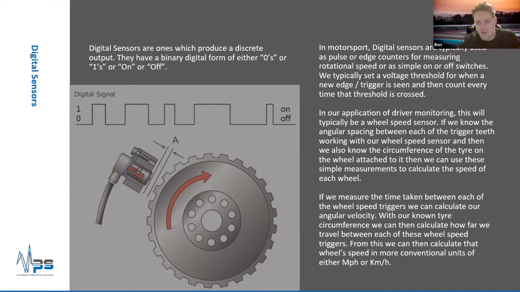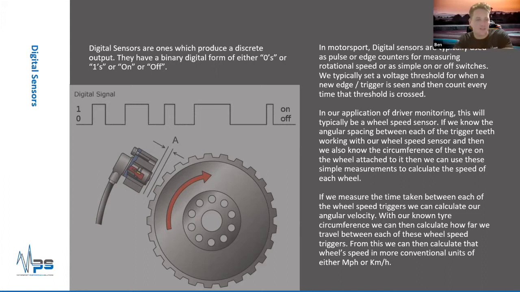And if we then know the physical circumference, in the example of wheel speed, the circumference of your tyre, we can then quickly use that to work out how far we've travelled, and moving on from that, we can get a common speed measurement, whether we translate that into miles per hour or kilometers per hour, etc. So this is just a little bit of background on how digital speed sensors work. In our application, most of the other sensors would be analog sensors, and then engine speed or wheel speeds would be digital sensors.